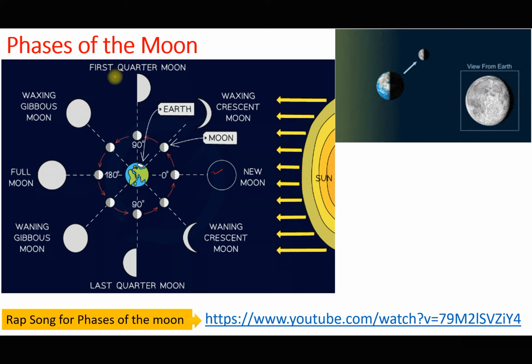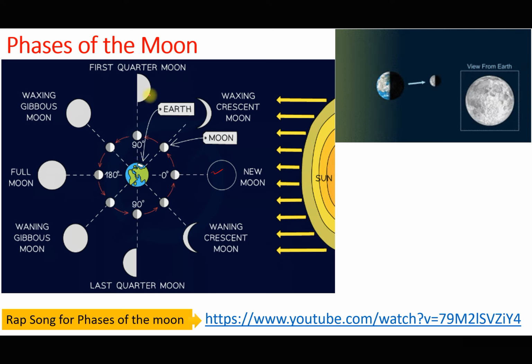Then we have what we call the first quarter. In the first quarter, the person on the earth sees a quarter of the moon because half of the moon is illuminated, but the person on the earth's surface only sees a quarter. That's why we call it the first quarter of the moon.